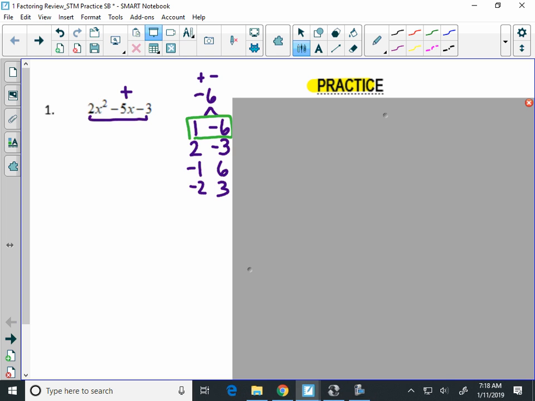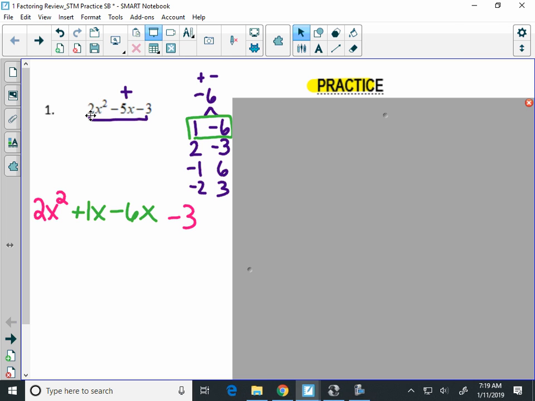So once I've chosen my numbers, what I do is I bring down the first term, 2x squared. I bring down the last term, -3. And I split up the middle with the 2 numbers that I chose, 1x and -6. Now I have 4 terms here, and the factoring method we use for 4 terms is grouping.